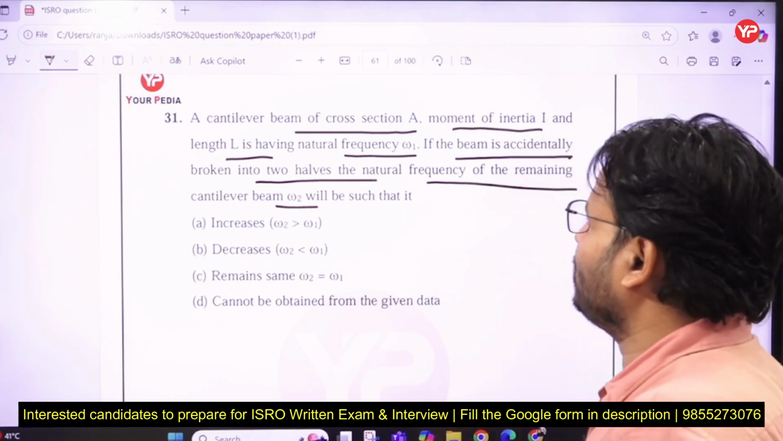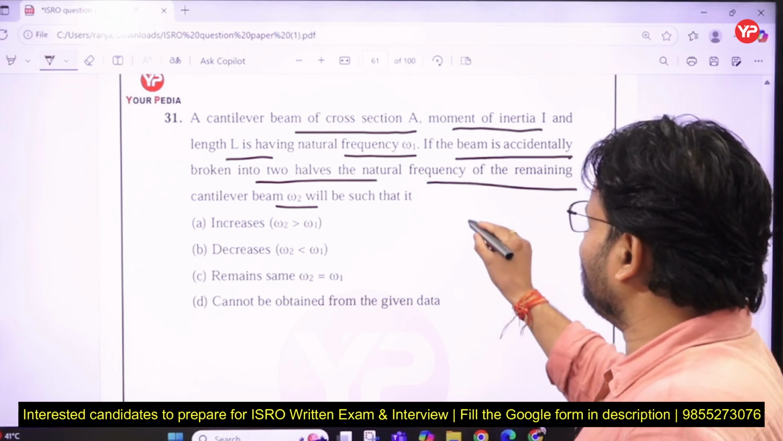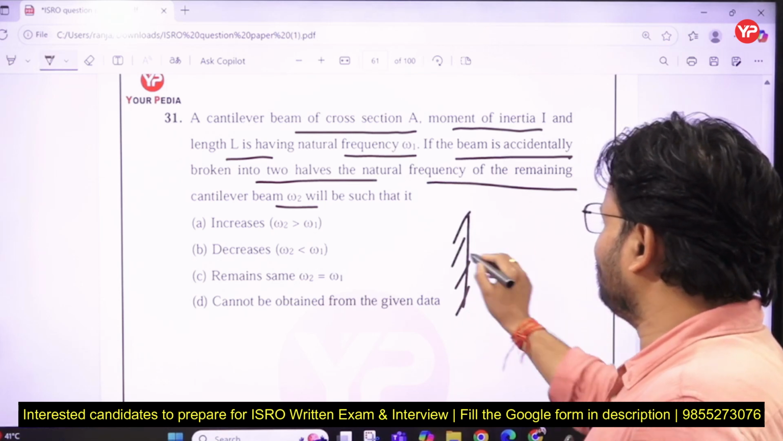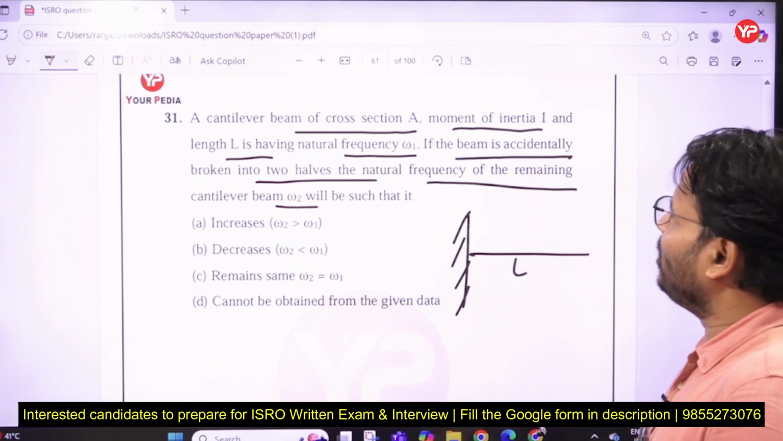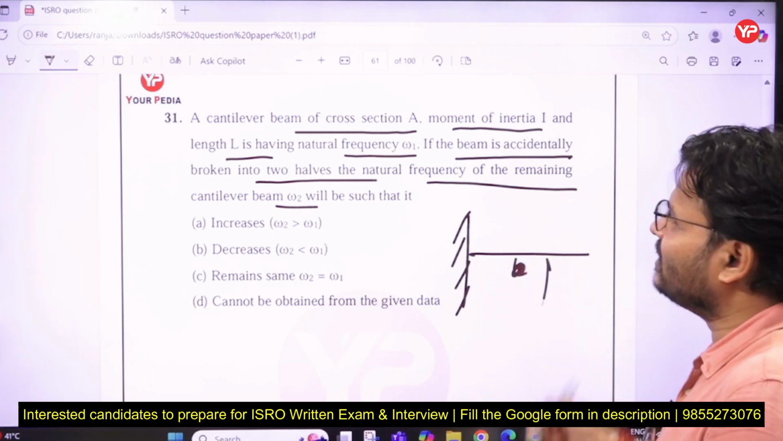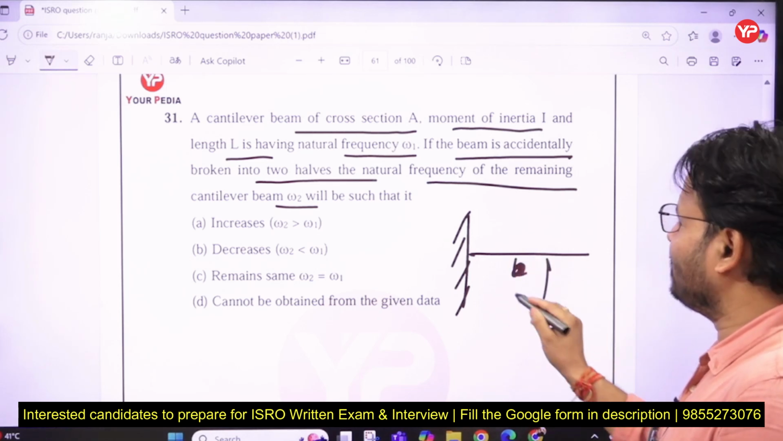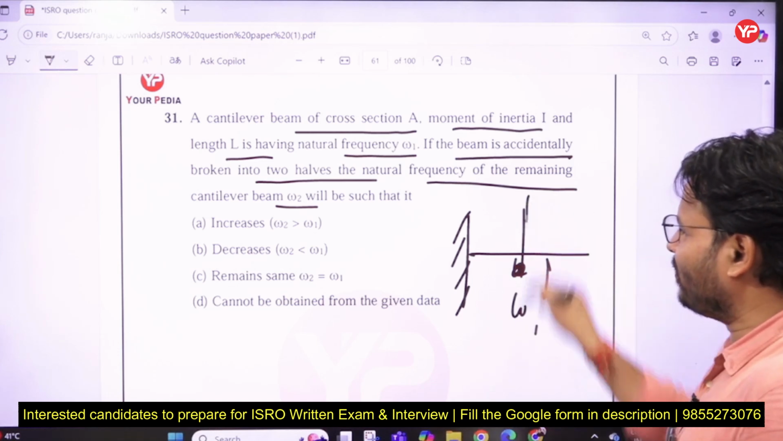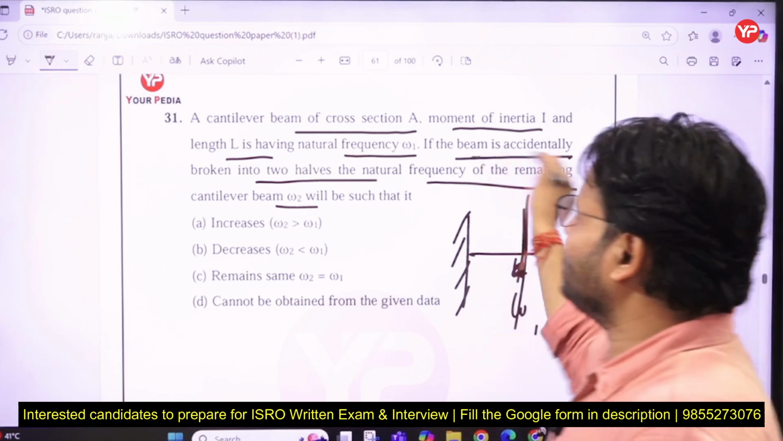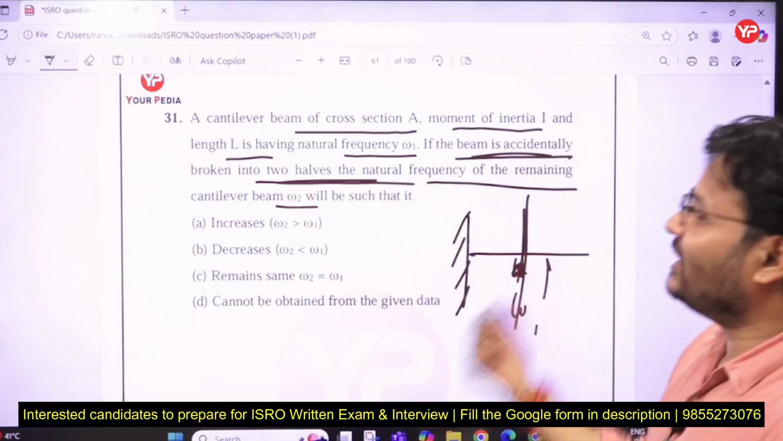Now first of all, my dear friends, you have a cantilever beam like that. This is your cantilever beam, length is L, and natural frequency is given as omega 1. Accidentally it is going to be broken from the center. If accidentally broken into two halves, then what happens to the natural frequency?